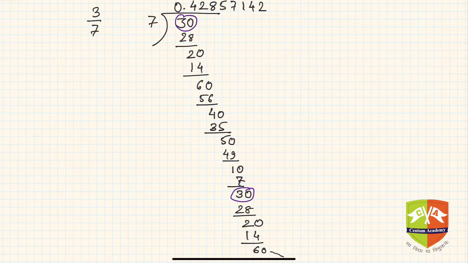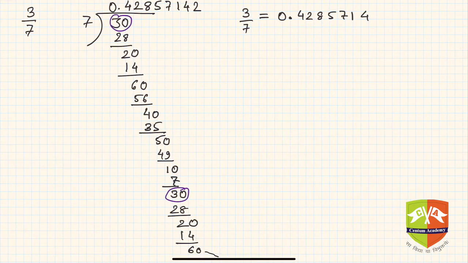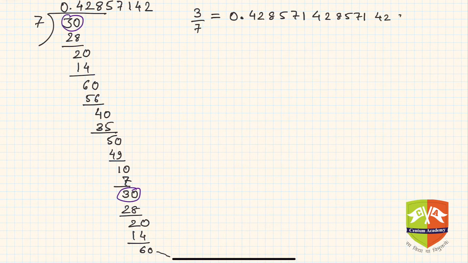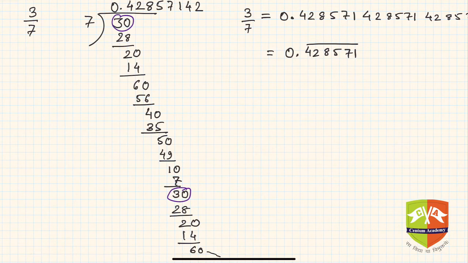We see that 3 upon 7 is equal to 0.428571. Then again, same digits will repeat, 428571. Then again, 428571, like that, right? Which in our notation can be written as 0.428571 bar, isn't it? This is the decimal representation of 3 upon 7.